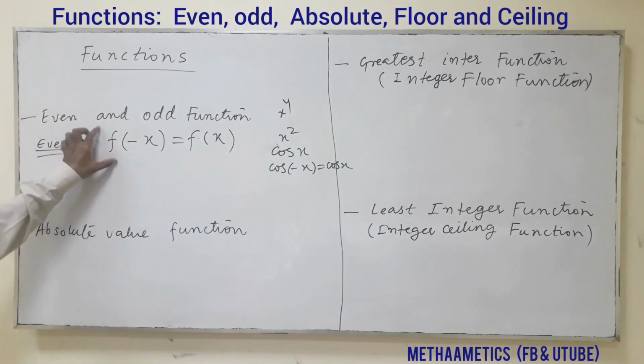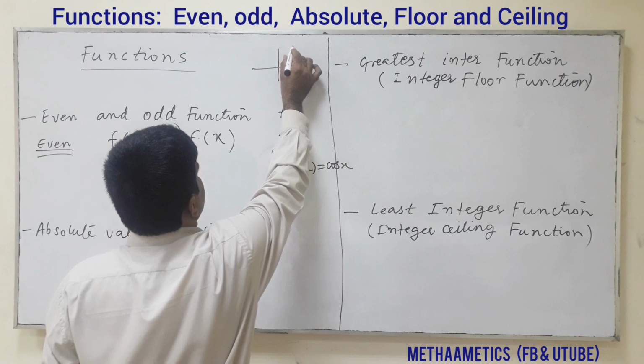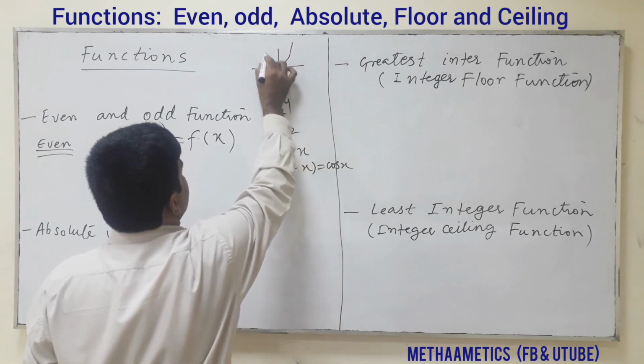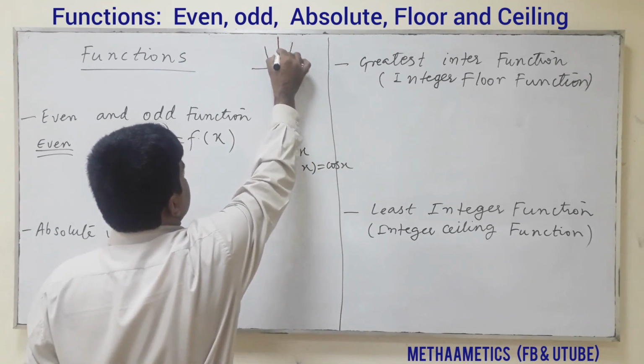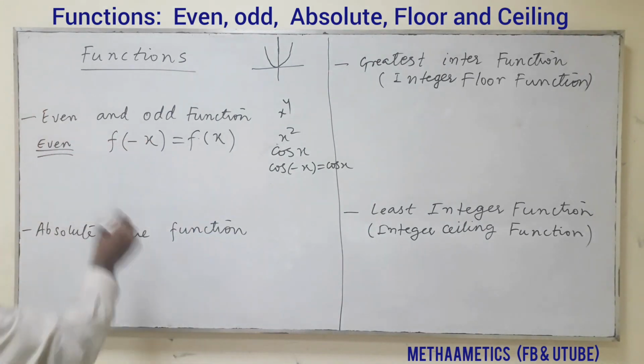Okay, even functions are symmetric to the y-axis. For example, see here, the function x squared is symmetric to the y-axis. Even functions are always symmetric to the y-axis.